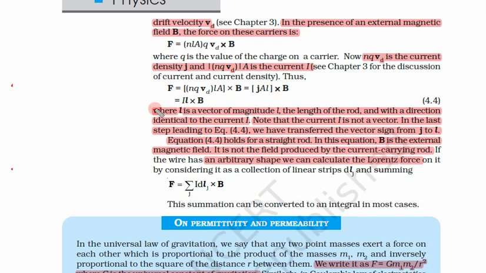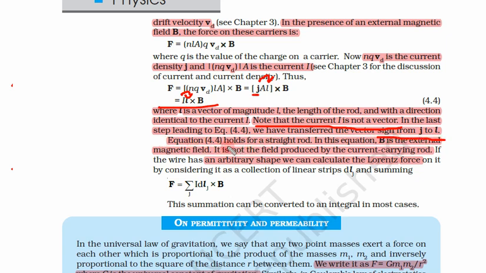There are some points to be noted in this formula, F is I L cross B. Note that current I is not a vector. Vector has been transferred from I to L because both have the same direction. Previously J and I were vectors, and now this vector has been transferred to L because both are in the same direction.